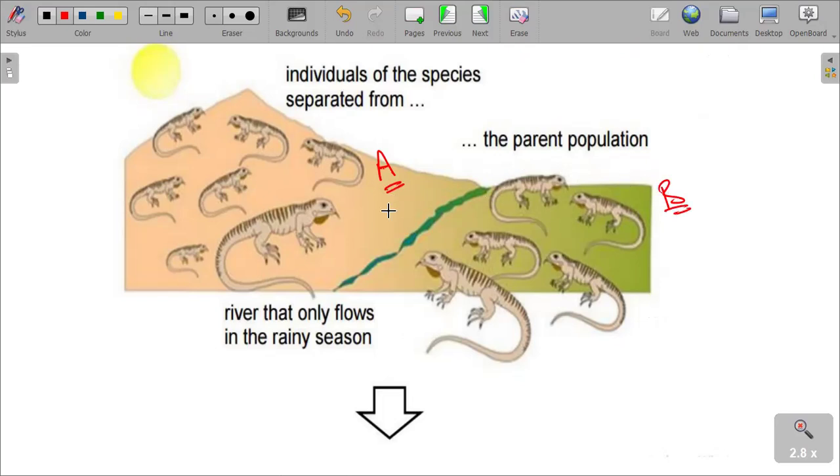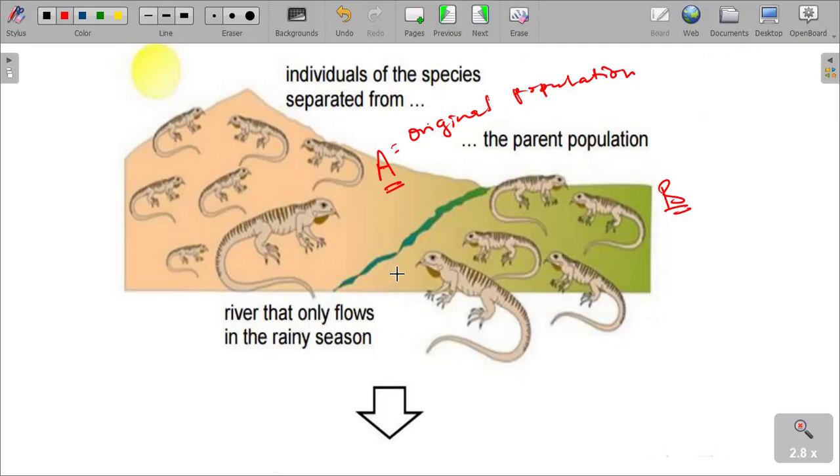So what is happening is that this was a single population, but individuals of the species are separated from each other. The parent population, the first initial population in island A, is the original population species that you are seeing there. The formation of this river separated these two, such that the river only flows in the rain season.